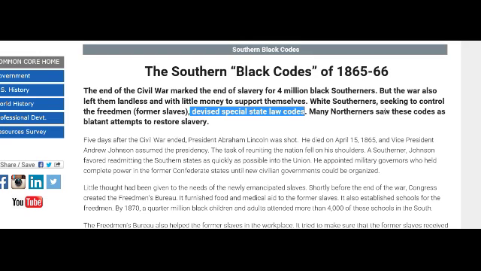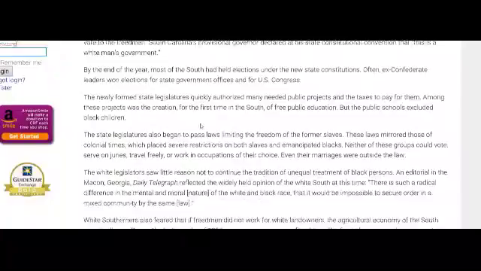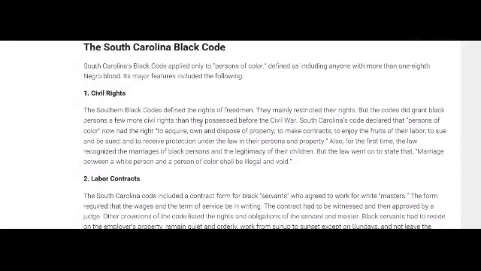Like it says here, many Northerners saw these codes as a blatant attempt to restore slavery, but they only took advantage of the legal opportunity to enact laws that didn't affect the citizens, only affected the new status of people who were the free blacks. As South Carolina Black Code state civil rights, the Southern Black Codes define the rights of what? Freedmen. Not citizens, freedmen.